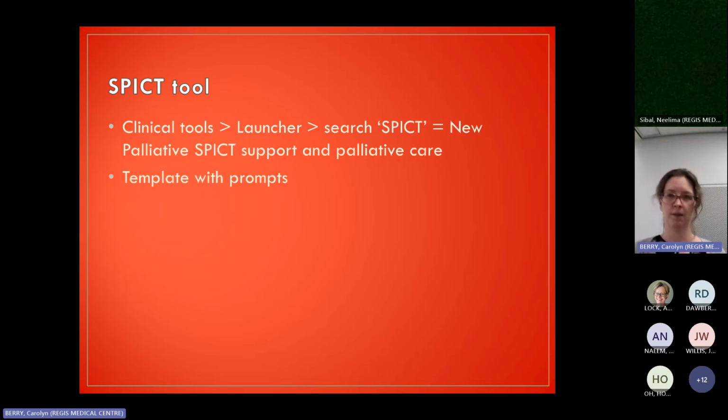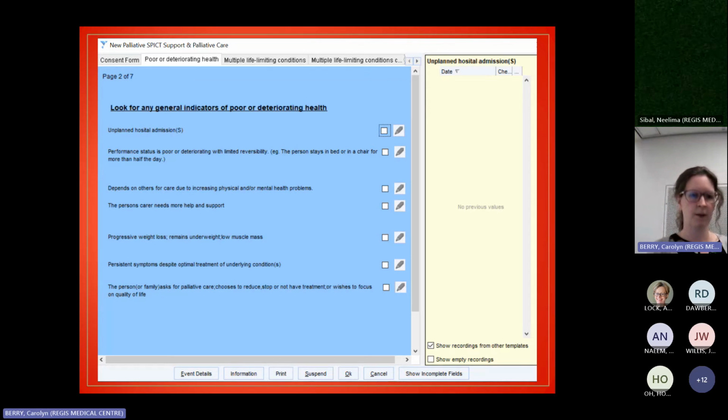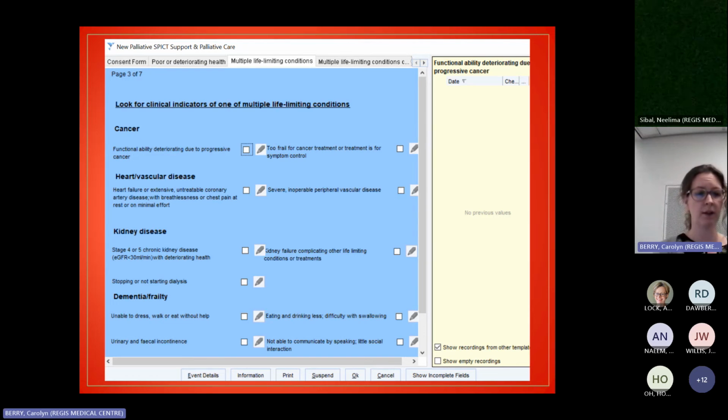So if you haven't got the capacity or the wherewithal to create your own templates or edit your own templates, then you can use this template within your practice, and it gives you the prompts and asks the questions. I'm just going to show you it, I think, on the next slide. Yeah, so this is what comes up when you open that template, and it just asks the questions. General indicators of decline, you can check the boxes, and then the disease-specific indicators of decline.